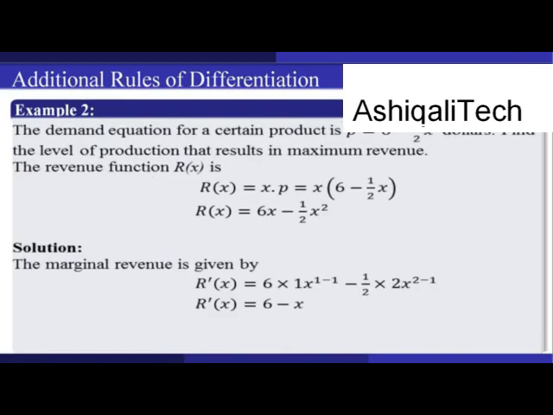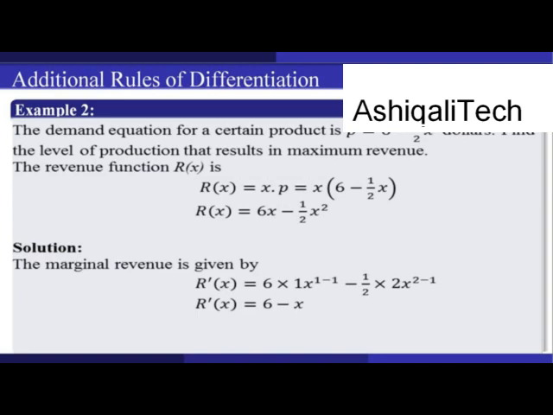Dear students, now we see another example. The demand equation for a certain product is P, which is given by 6 - (1/2)x dollars. Find the level of production that results in maximum revenue. The revenue function R(x) is given by R(x) = x times P, which is equal to x times (6 - (1/2)x). So after simplification, we get the revenue function R(x) = 6x - (1/2)x^2.